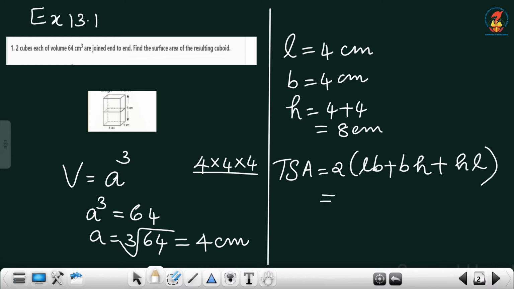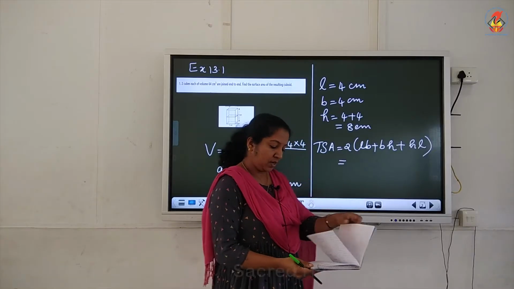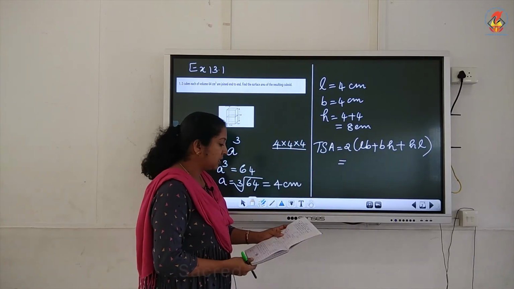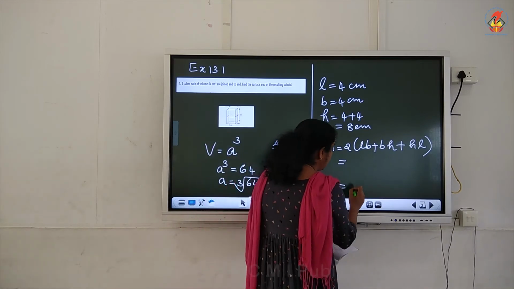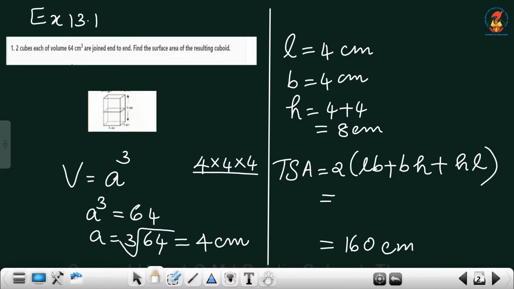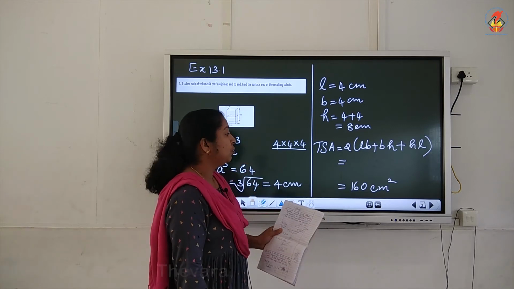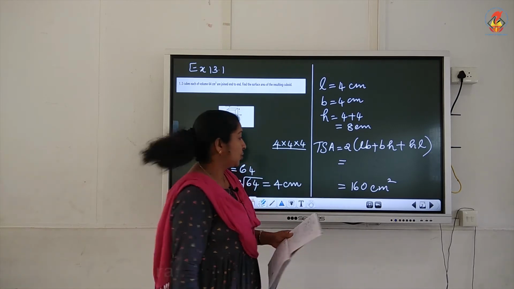This you can do as homework. Remaining you can find as homework. I will give the last answer. Last answer is 160 centimeter square. This is the final answer which you have to get, 160 centimeter square.